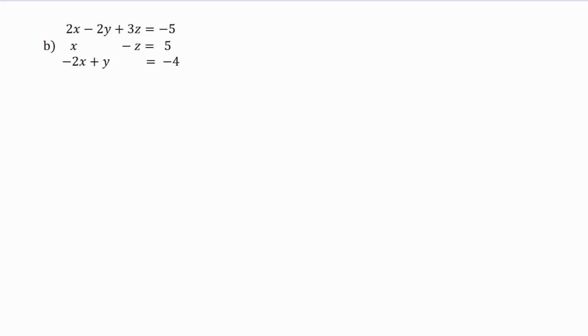So again, we want to use the inverse method to solve this. But first we need that coefficient matrix and the inverse of it. So let's write down the coefficient matrix. What is it? 2, negative 2, 3. 1, 0, negative 1. Negative 2, 1, 0. And then what am I going to augment that with? 1, 0, 0, 0, 1, 0, 0, 0, 1.